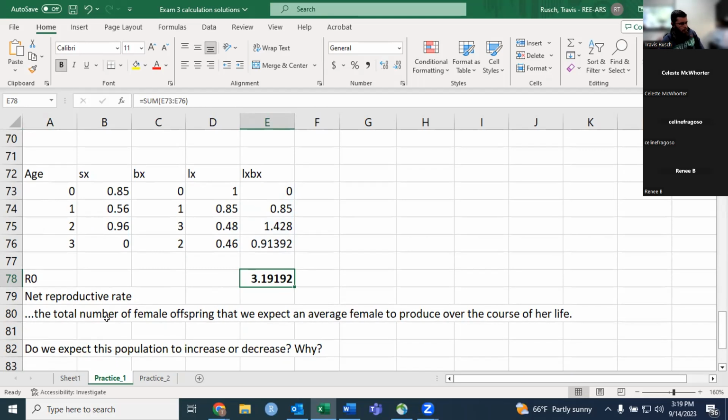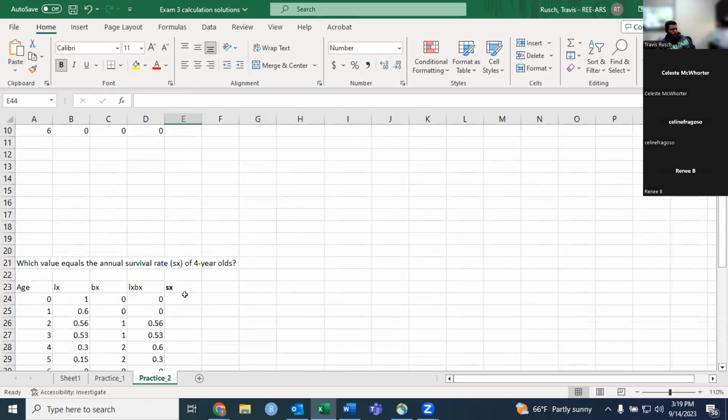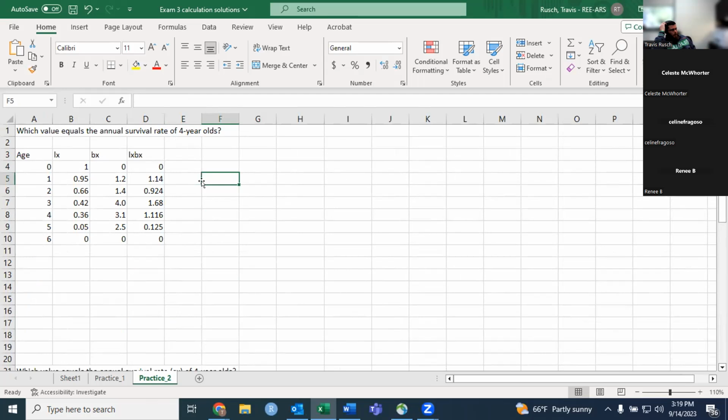It would increase because they're creating 3 rather than just 2. Yeah, exactly, right? Because what does rho tell us? It tells us that on average, a given female in the population is going to produce 3.19, so about 3 individuals. So they're more than replacing themselves for every female. So that would lead to a growth in population. Exactly. All right, are there any questions about how we filled in this table or about rho at all? Okay, if not, I'm going to move on to a second question that's kind of similar.